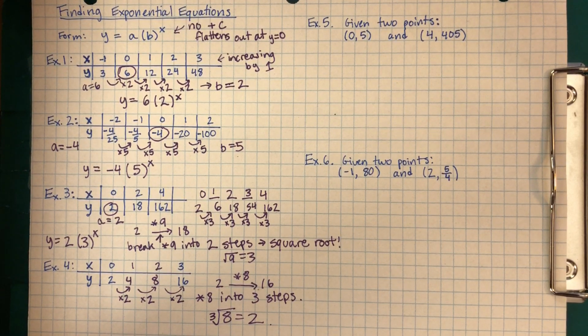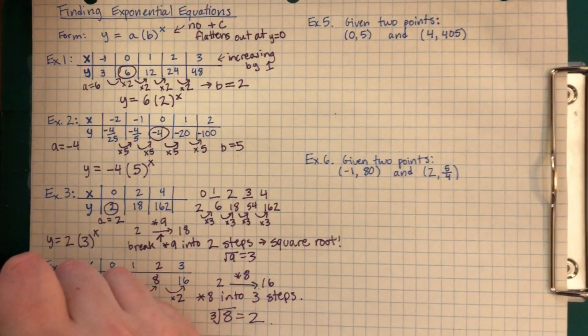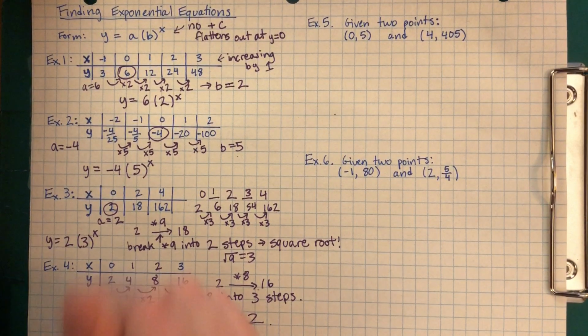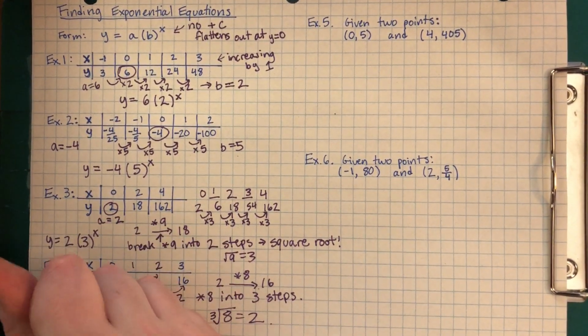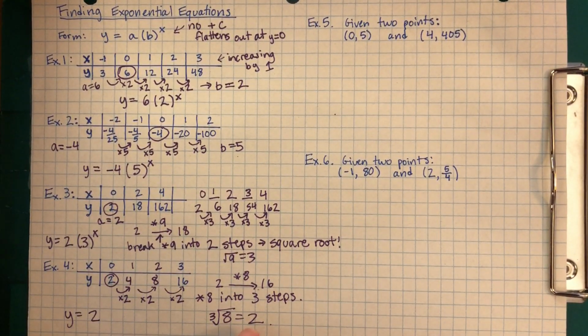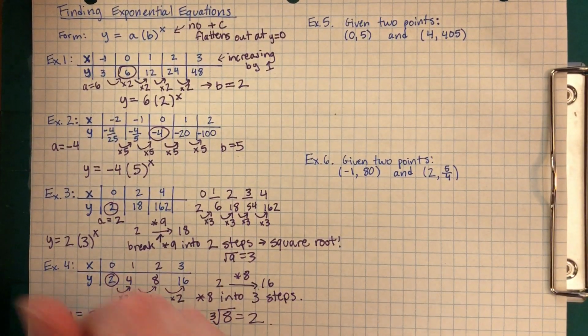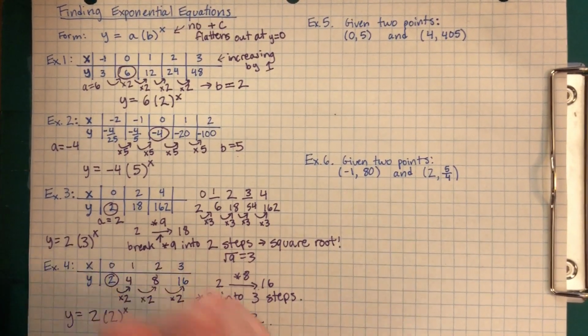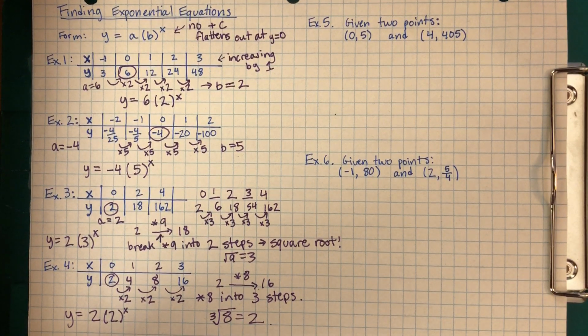All right. So the equation here would be y equals a, which is the number with 0, so it's 2, times b, which is 2, because that's the number I multiplied by, to the x. There we go. Okay.